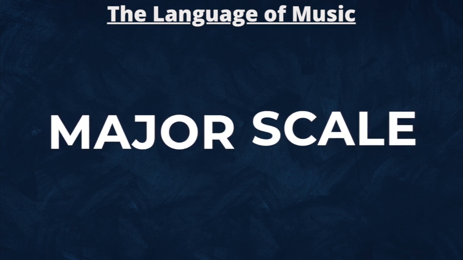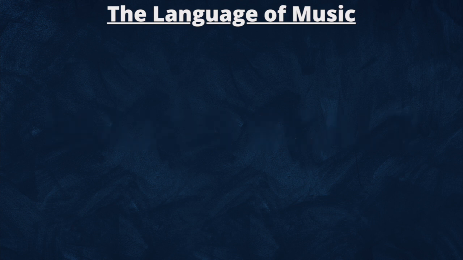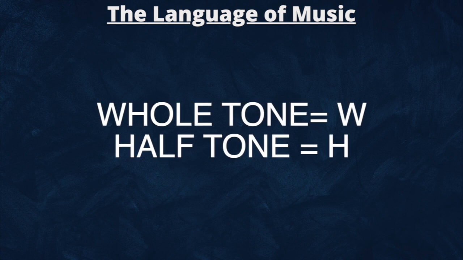So this is how we build a major scale. First, let's turn some of those terms that we just used earlier into shorthand. So the whole tone is just going to become a W. The half tone, or half step, will become an H.